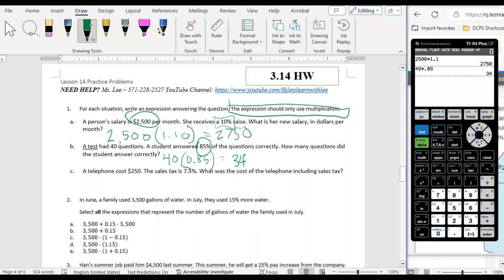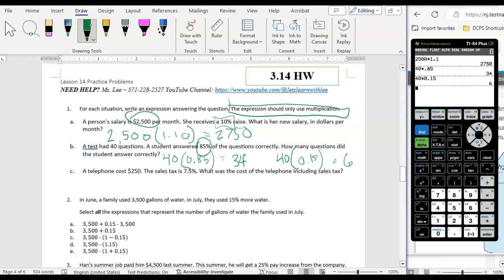If it asks how many questions did the student answer incorrectly, then we could do the opposite: 40 times 0.15. Seeing this, you should be able to reason that it would be 6, and it is in fact 6.